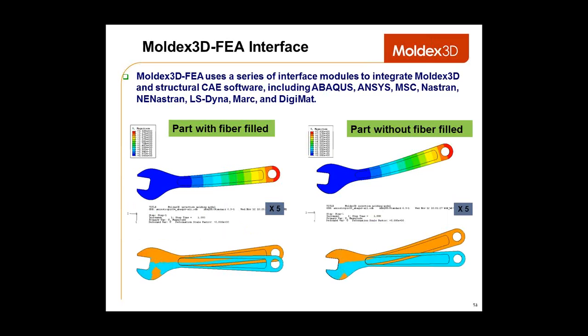FEA Interface. Our FEA interface is a series of interface modules that integrate Moldex3D and structural CAE software like Abaqus. With this, you will be able to export fiber orientation data into these structural CAE software packages and test the model with various loads as well as the natural frequencies of whatever the structural analysis offers. Below we can see the comparison of a part that is fiber-filled and one that is not. And as you can see from the pictures below, the one with fiber has much less displacement than the one without.